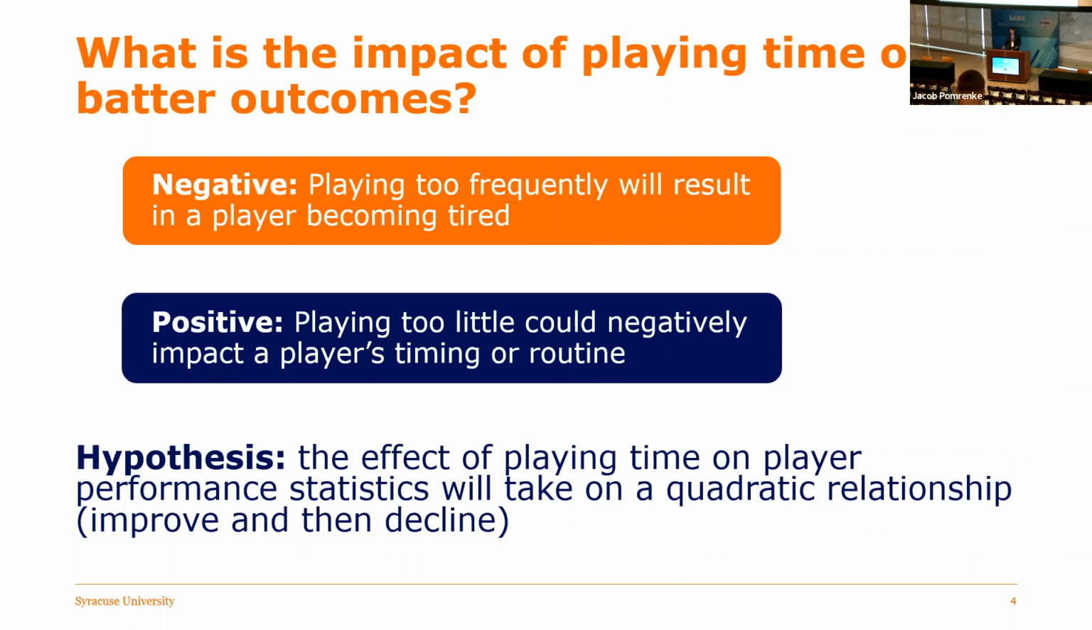So while we've discussed why playing too frequently could result in poor batter performance, I also believe that there's a possibility that playing too little could result in poor batter performance, because baseball is such a timing and routine-oriented game that seeing too few pitches could cause a batter to be out of routine, and this could negatively affect their performance. So the hypothesis I take to measure the impact of playing time on batter performance is that the relationship between workload and performance will be a quadratic relationship.